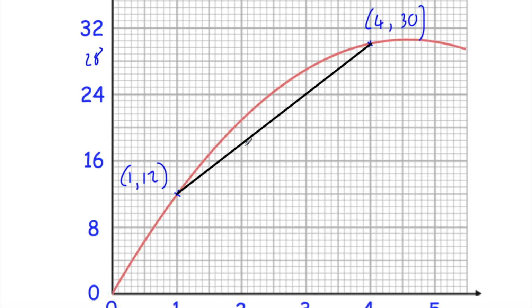We want to work out the average rate of change, so we want to work out the gradient of that chord. So let's do that. To work out the gradient, we're going to do rise divided by run. So the gradient is equal to the rise divided by the run.